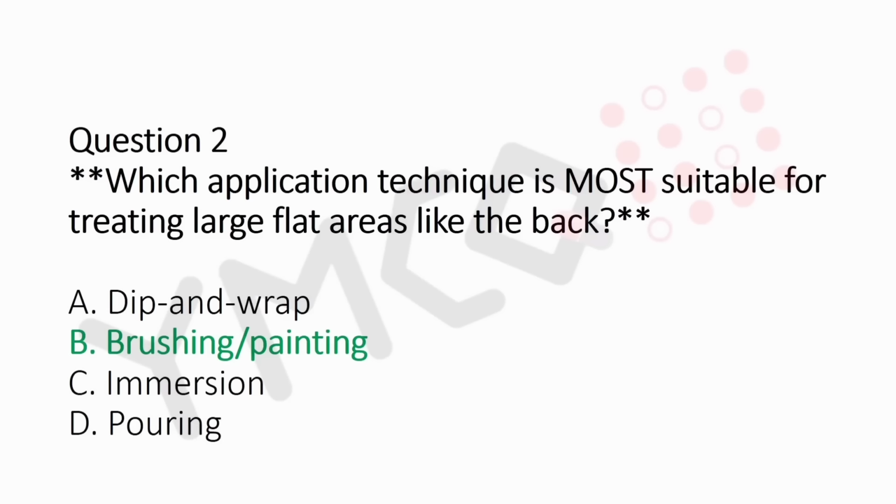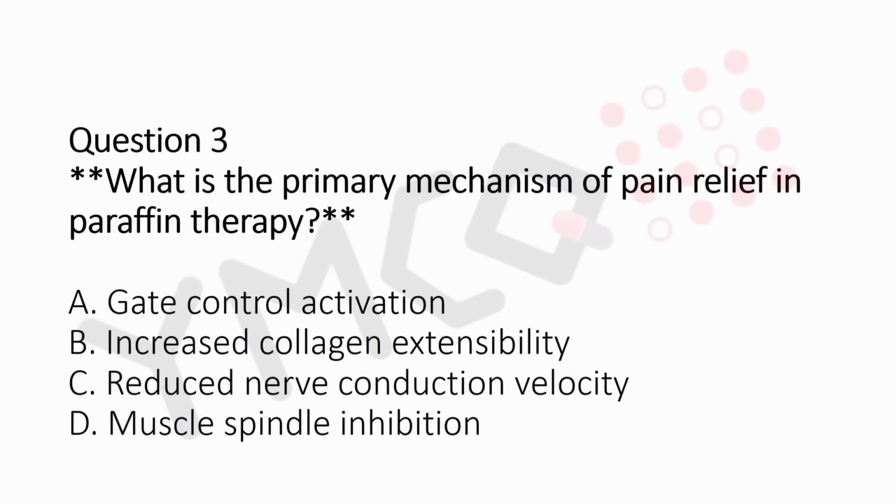Now let's move to question number 3. What is the primary mechanism of pain relief in paraffin therapy? Option A gate control activation, option B increased collagen extensibility, option C reduced nerve conduction velocity, option D muscle spindle inhibition. And the answer is option A gate control activation.